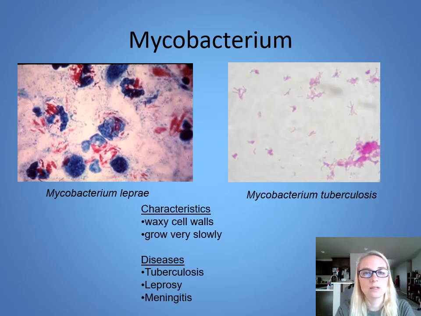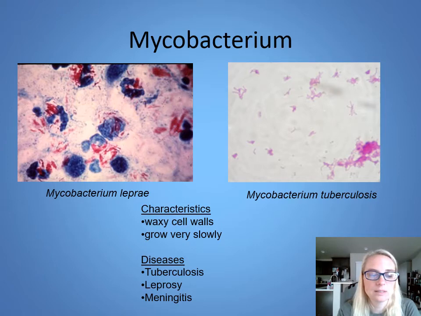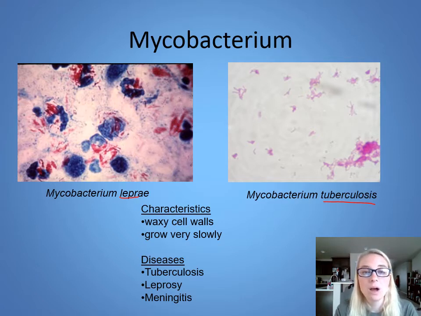A couple more in this high GC group. Here's Mycobacterium. We talked a little bit about Mycobacterium with the acid-fast staining back in chapter 4. The two most famous Mycobacterium species are leprae, which causes leprosy, and tuberculosis, which causes tuberculosis. Its unique characteristics are that waxy cell wall, the mycolic acid that's incorporated within the peptidoglycan. Because of this, it doesn't stain very well, and that's why they developed the acid-fast stain to be able to identify these organisms.